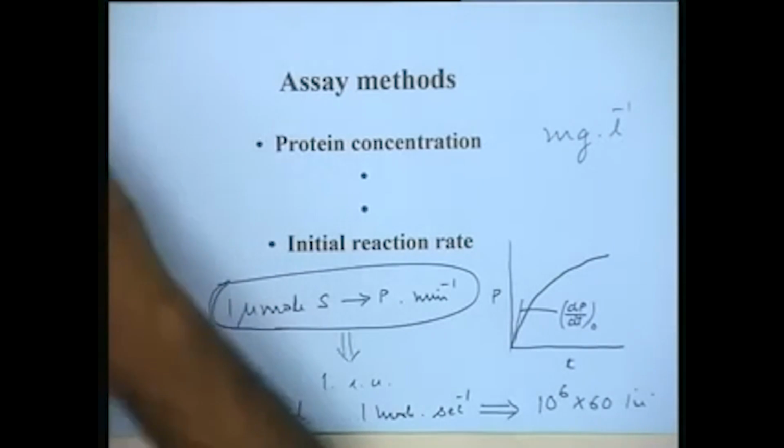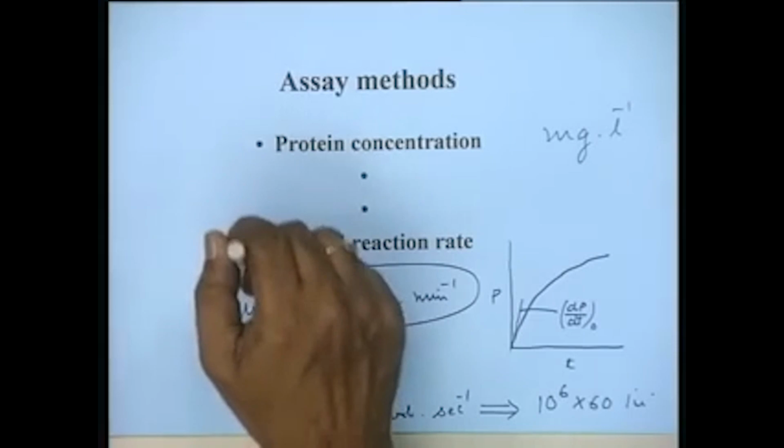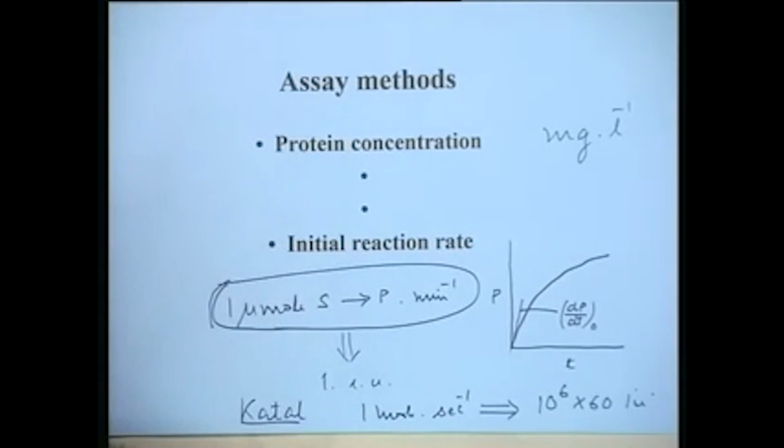So, whenever we analyze any given enzyme sample, we usually resort to both bases, that means we determine its initial reaction rate as well as protein concentration. A large number of methods are used to determine protein concentration, as you may be familiar, and all of them are essentially based on the native structure of protein, or the constituent amino acids of the protein.